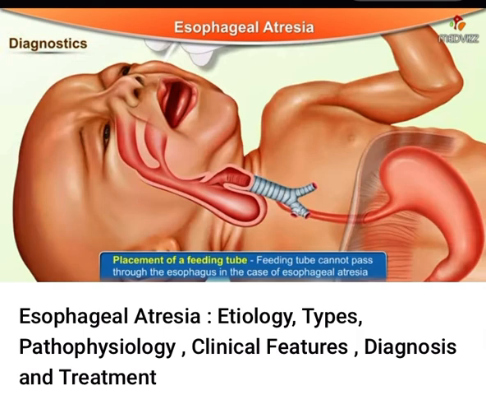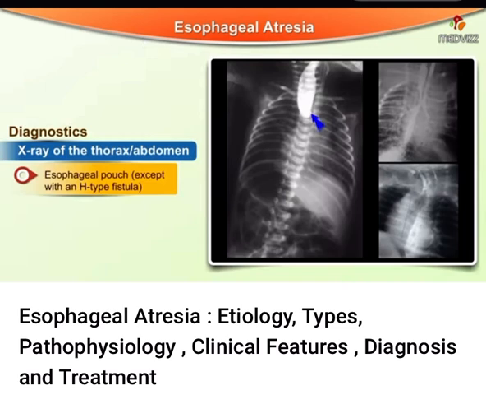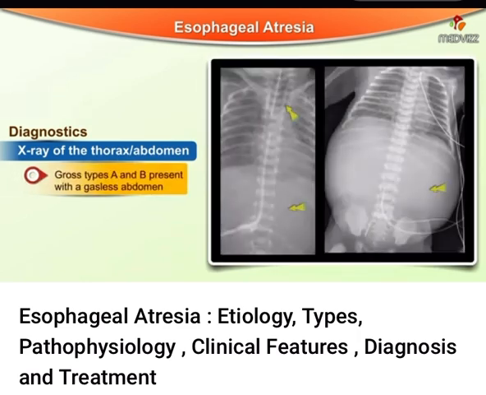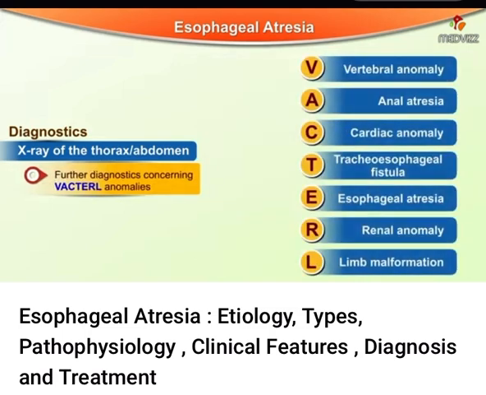Diagnostic modalities that can be of help include placement of a feeding tube. The feeding tube cannot pass through the esophagus in the case of esophageal atresia. An X-ray of the thorax or abdomen can show esophageal pouching, except in the type E, which is an H-type fistula, whereas gross type A and type B present with a gasless abdomen. Further diagnostics concerning associated anomalies should be performed using an ultrasound of the abdomen or echocardiography.